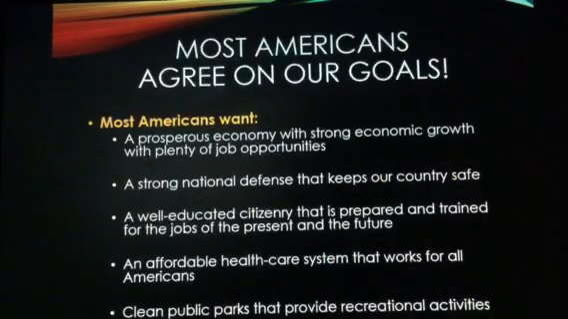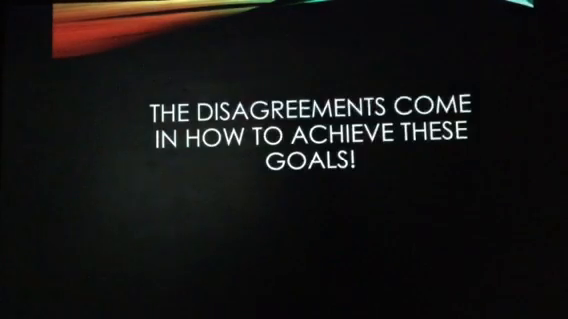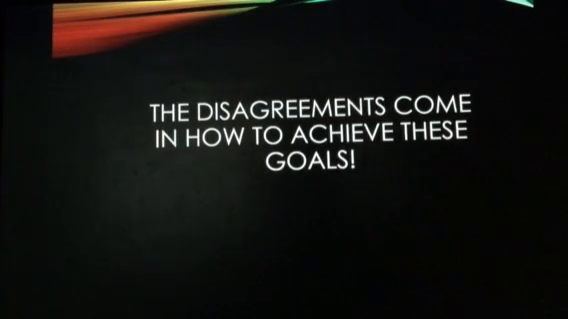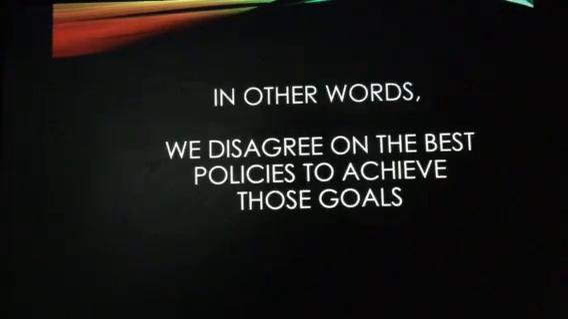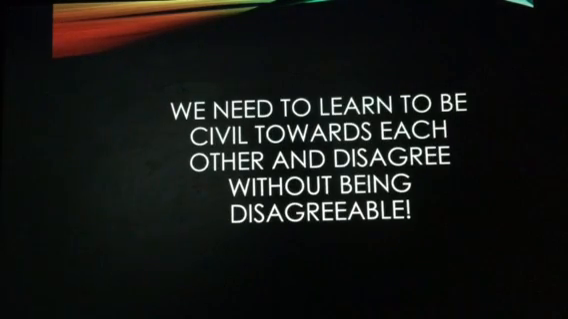You know, most Americans agree on our goals as Americans. Most Americans want a prosperous economy, strong economic growth, plenty of job opportunities, strong national defense that keeps our country safe, a well-educated citizenry that is prepared and trained for the jobs of the present and the future, affordable health care that works for all Americans, clean parks that provide recreational activities. You know, we agree on our goals. Where we disagree is on how to achieve these goals, and that's where the policies come in. What are the best policies to achieve these goals? You know, we need to learn to be civil towards each other and disagree on policy without being disagreeable.